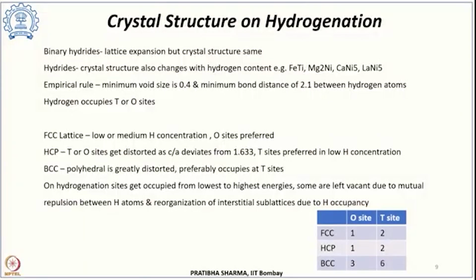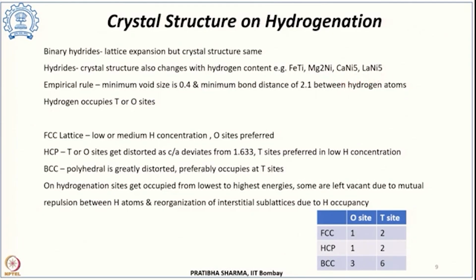Now if we see the impact of hydrogenation on the crystal structure, as I mentioned, when hydrogen enters into the host metal it causes a distortion or expansion of the lattice. It has been observed that in binary hydrides this expansion occurs but the crystal structure remains the same. So in some metal hydrides the crystal structure does not change, only the expansion is observed. However, in some other hydrides even the crystal structure changes as the hydrogen content changes. Examples are FeTi, Mg2Ni, CaNi5 or LaNi5.